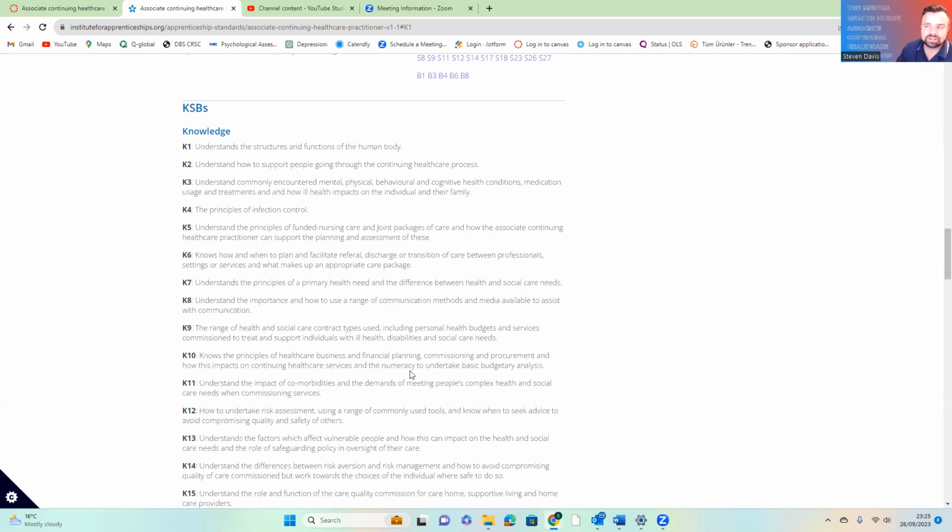So K1 is understand the structure and the functions of the human body. So that's anatomy and physiology. This unit is always, or this module is always a big one. It really is the one that terrifies people the most. You don't need to worry about it. We do cover it. We cover it a lot in the CHAPS program, which is the care home assistant practitioner, which is the bolt-on module, which we do with this. So you're going to naturally cover that.